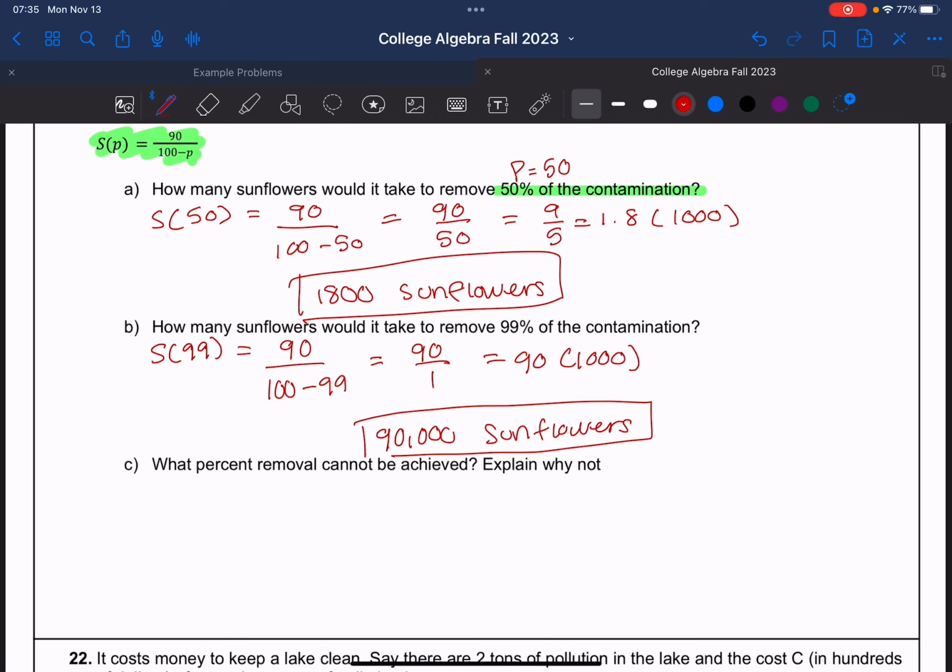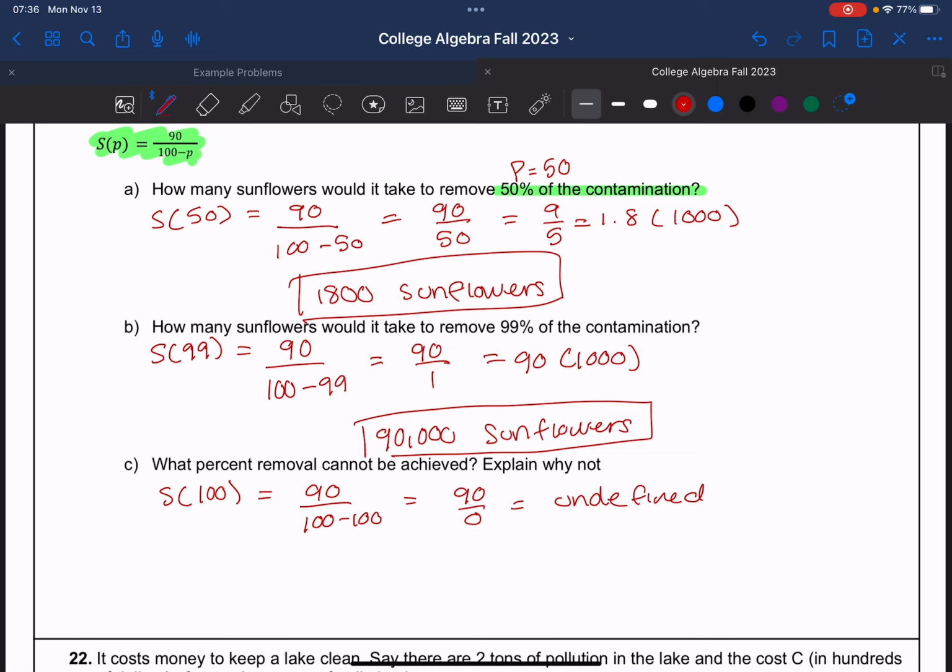Oh, it equals to 90,000 again, right? No. Yes. 100 minus 100 is 0, and you can't divide by 0. Correct. So if we did S of 100, that's equal to 90 over 100 minus 100, which is 90 over 0, which is undefined.